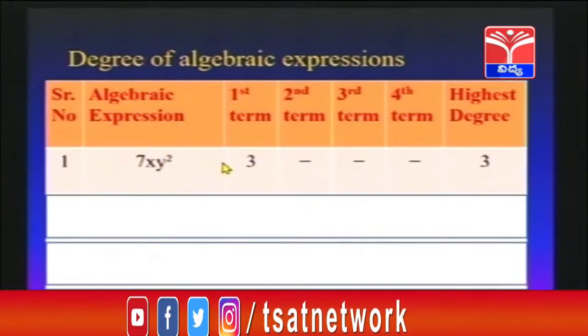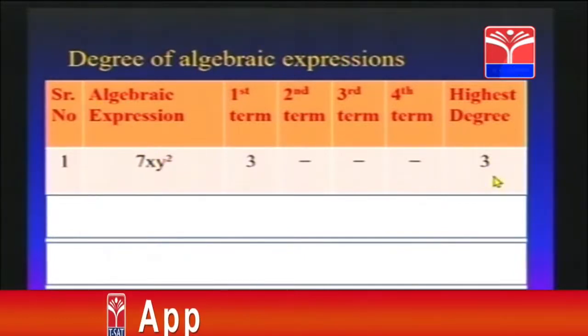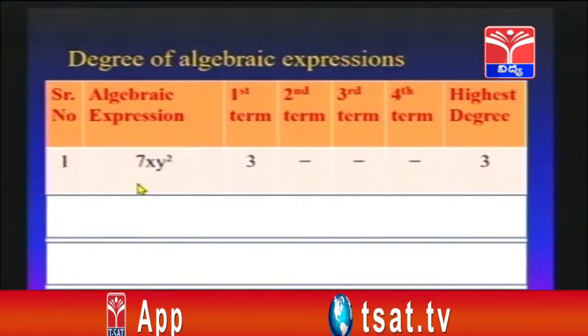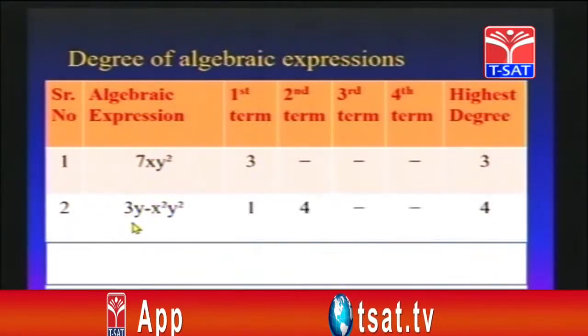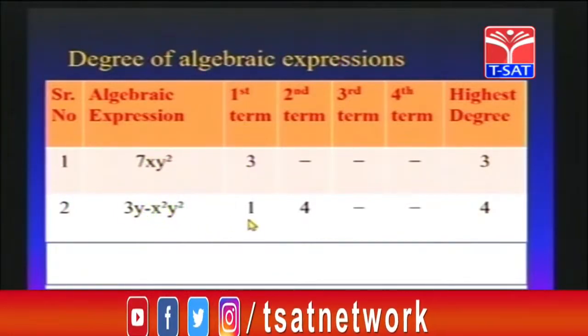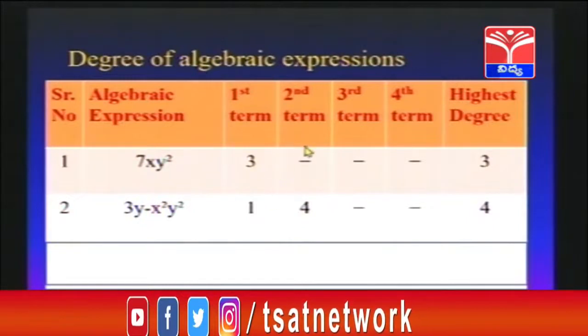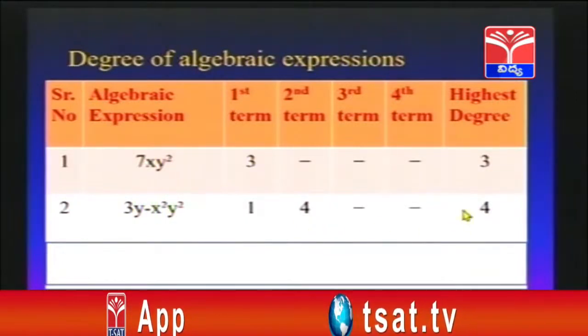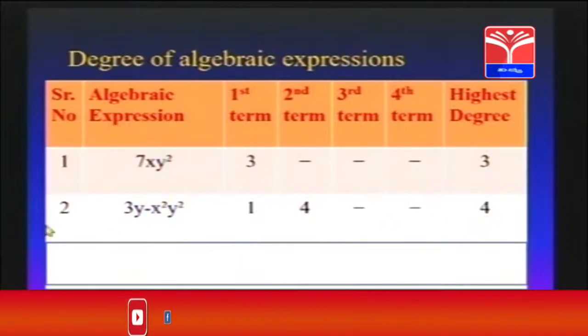So if you add these two, 1 plus 2 is 3. So the highest degree is 3. So it is called the degree of this particular expression. Second one, 3y minus x square y square. Here the exponent of y in the first term is 1 and the exponent in the second term is 2 plus 2, that is 4. So the highest degree in these two is 4. So we can say the degree of this particular expression is 4.